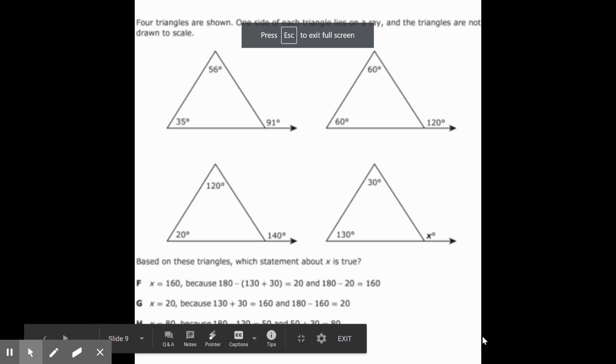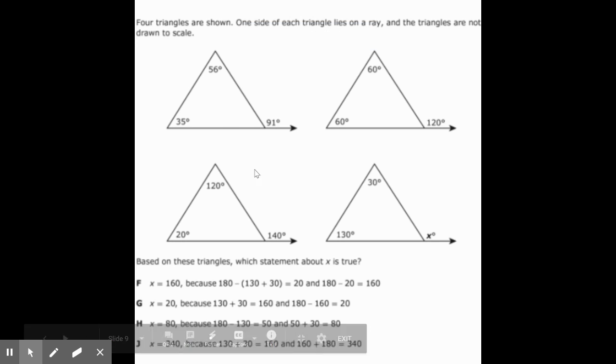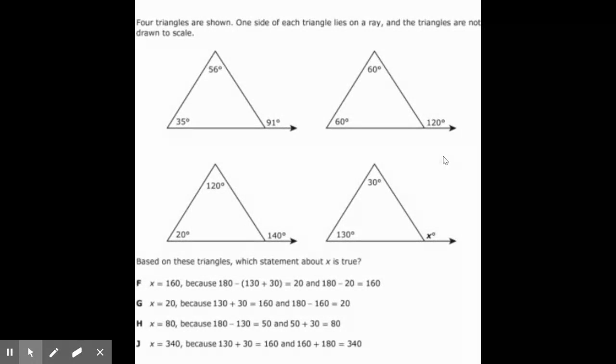All right, guys, let's go ahead and look at an example of how we can use our triangle theorems to find the value of x. All right, so we talked about the exterior angle theorem, and we've established a couple of things to be true about our triangles. Now, they do specify that the triangles are not drawn to scale, so we can't really use a protractor to find the missing angle measures. We have to use our math.